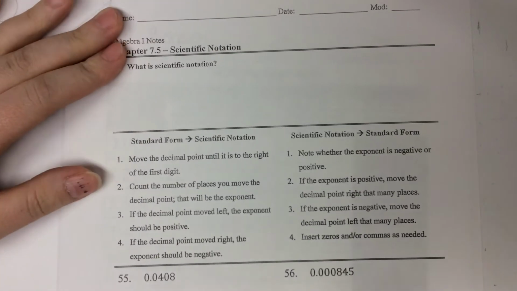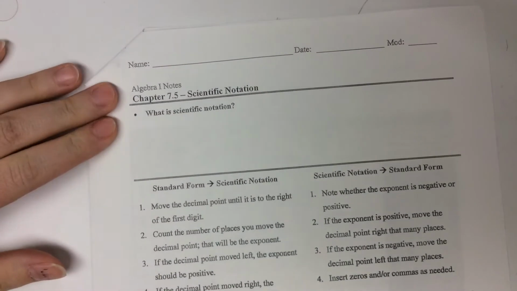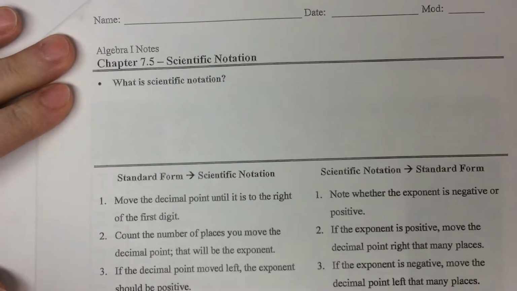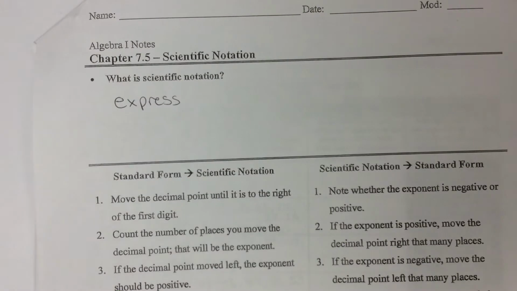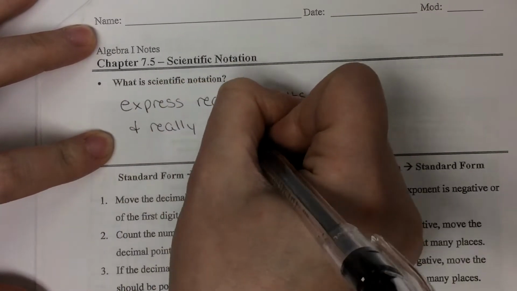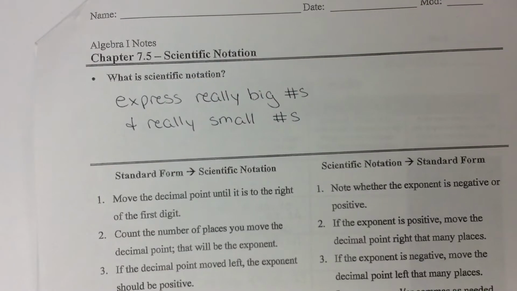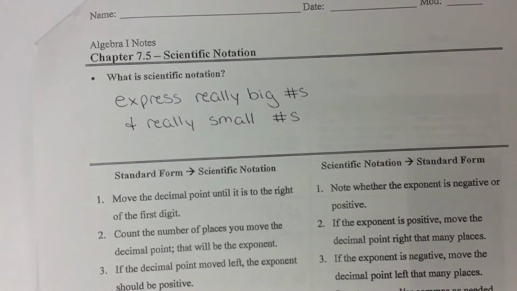What is scientific notation? What's the point of it? Why does it exist? Scientific notation is meant to help you express really, really big numbers and really, really small numbers. Because if we have a really, really big number like 54 trillion or something like that, who wants to write in all of those zeros?